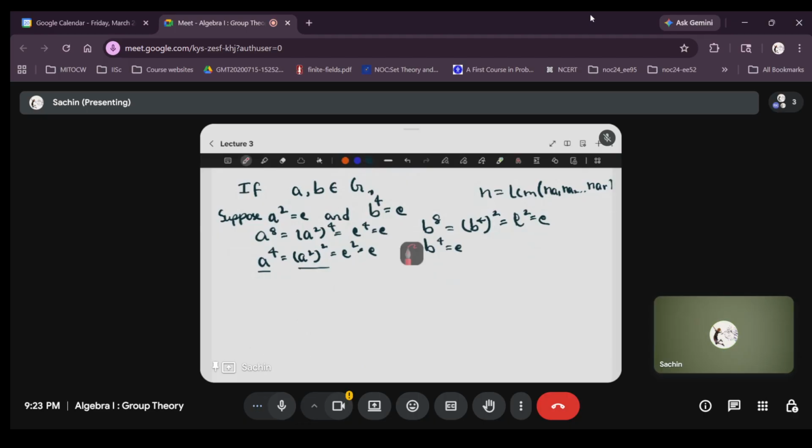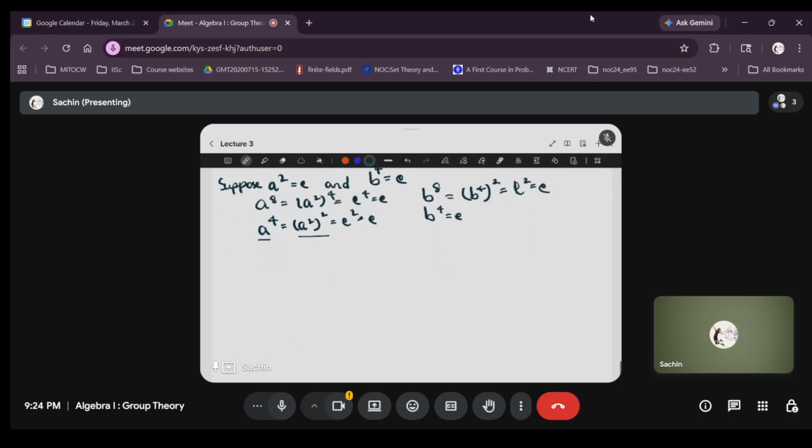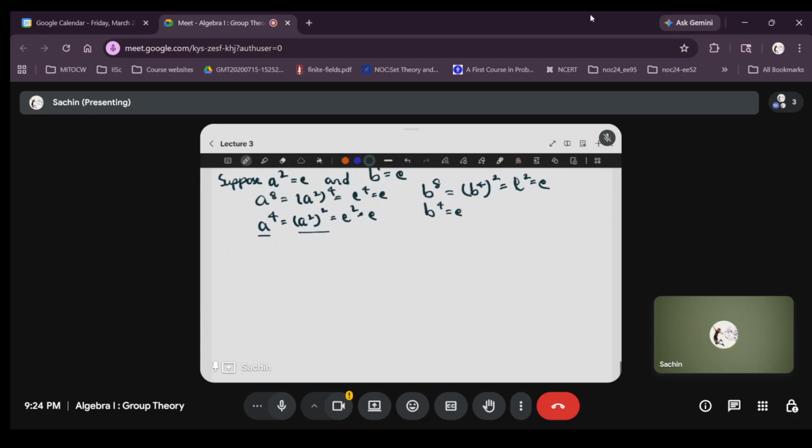Okay, that is all for today's class. Next week, first class will continue with problems. We'll do some more problems based on these basic definitions of groups. And on Thursday and Friday, we'll start with the new topic.